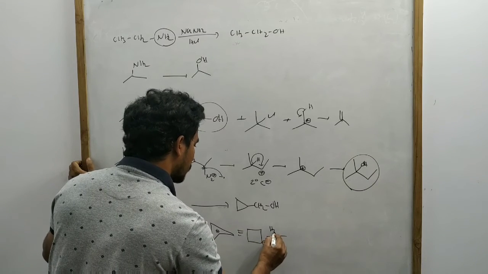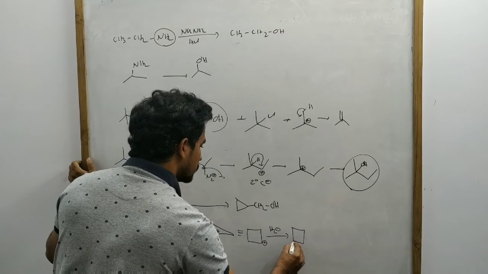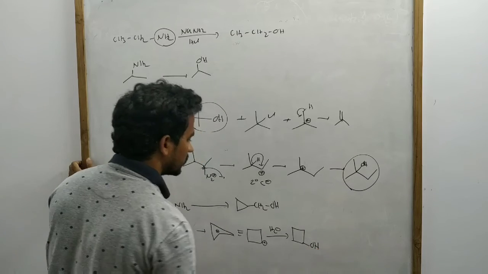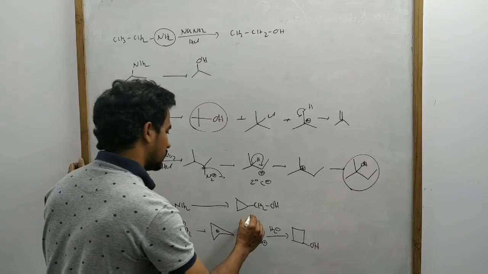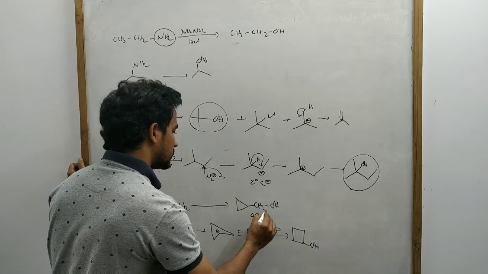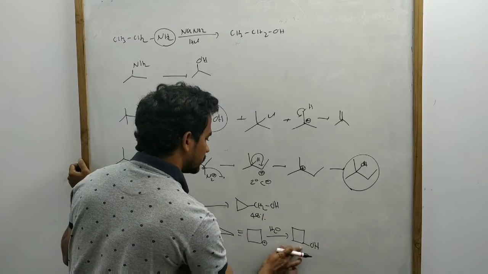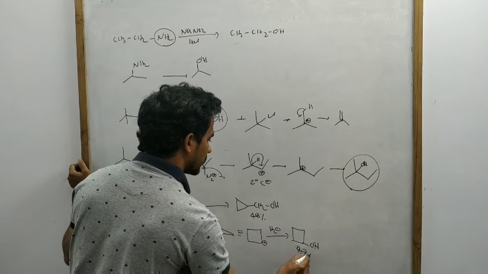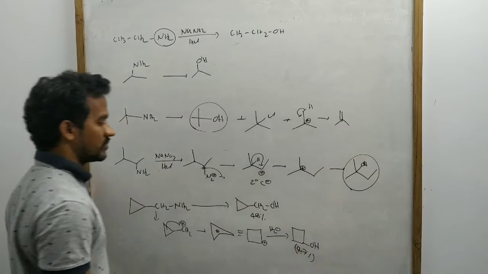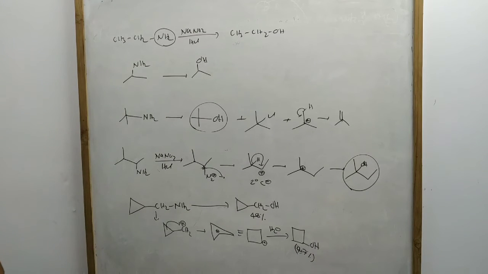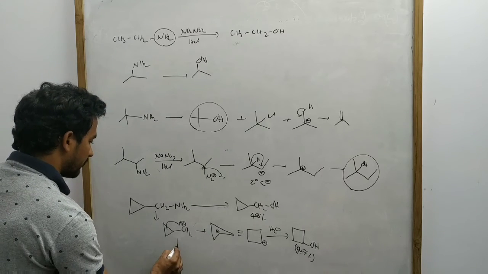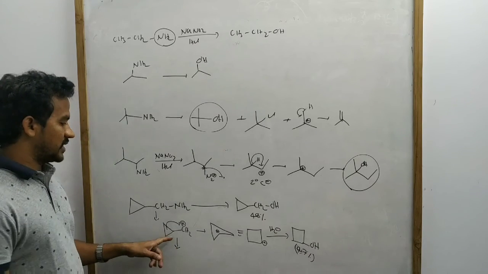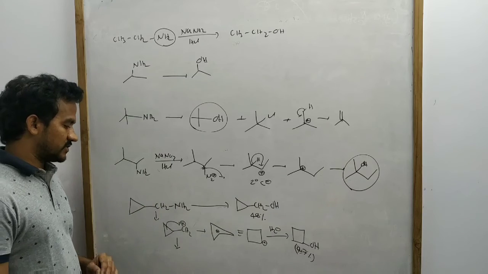Now it is attacked by the water molecule followed by deprotonation. So you get the tertiary butyl alcohol. Okay. In this reaction, this one is 48% and this one is 47%. Okay, 48% and 47%, and the remaining is 5%. Actually in this case, ring expansion takes place.